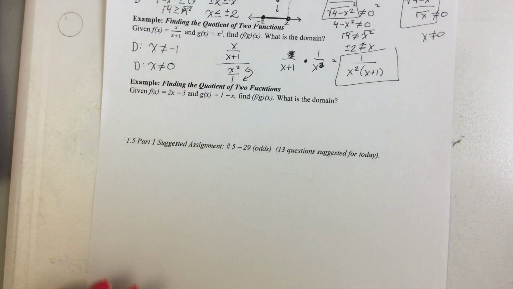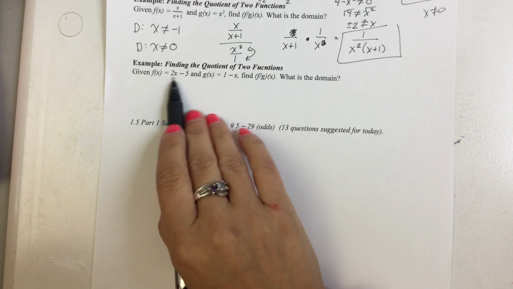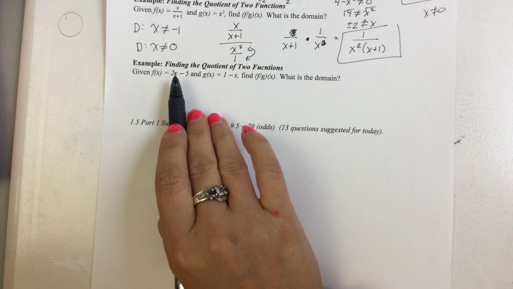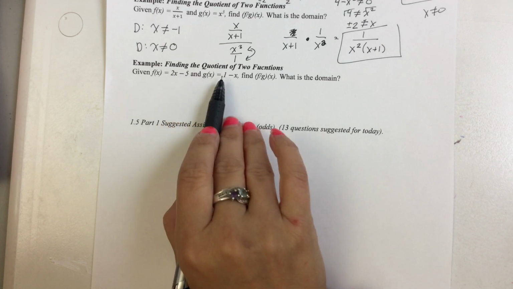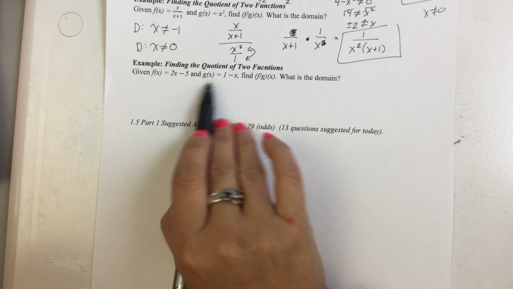Okay, let's look at one more. Here are my two functions. 2x minus 5, domain is all reals. That's a line, no radicals, no fractions, so that's good. G of x, 1 minus x, this is also a linear function that has a domain that's all reals. So no limitations right away.